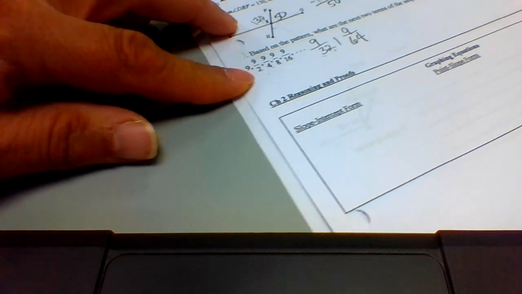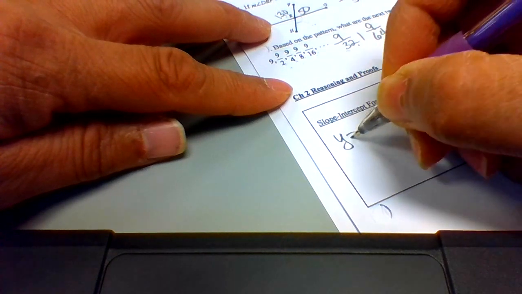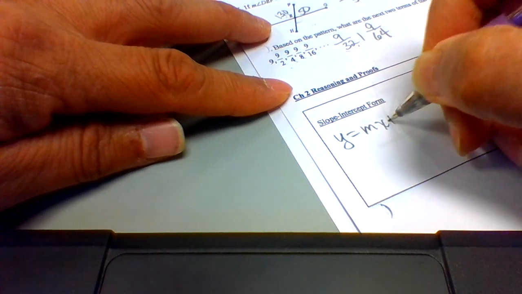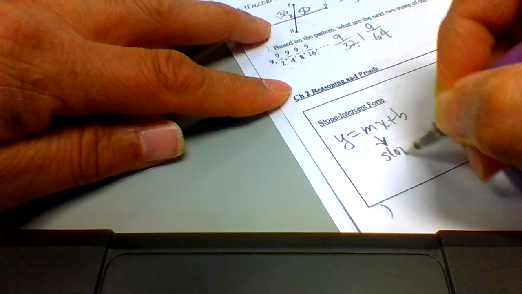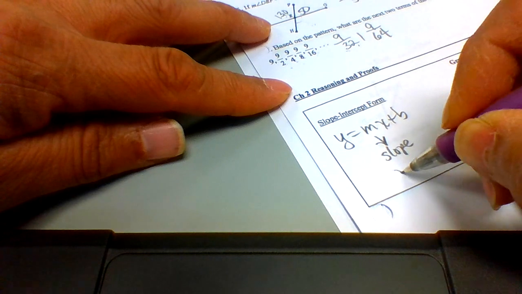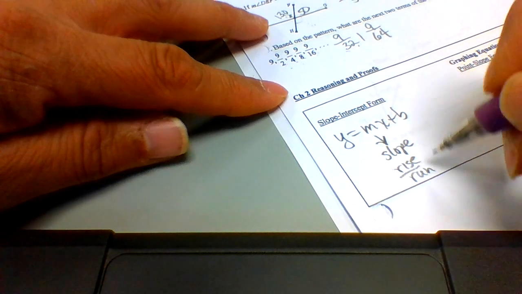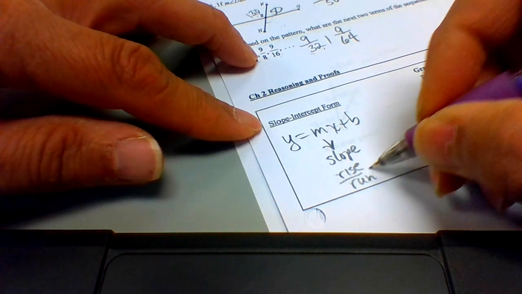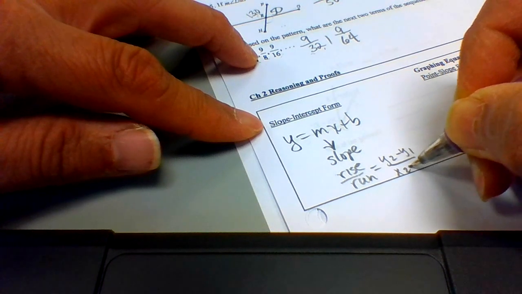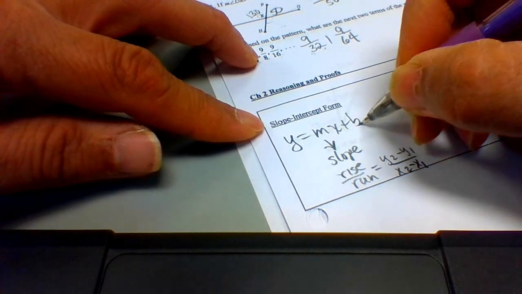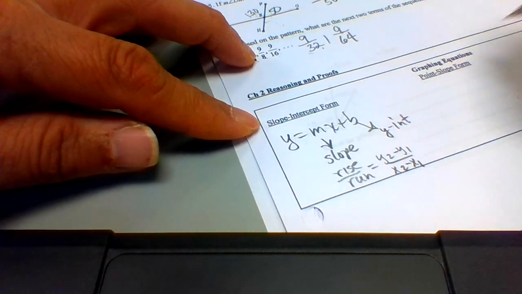All right. Chapter 2, slope-intercept form. The slope-intercept form is y equals mx plus b, where m is your slope, which is, again, your rise over run, or y2 minus y1 over x2 minus x1. Those are all slope. And the b is your y-intercept, where it crosses your y-axis.